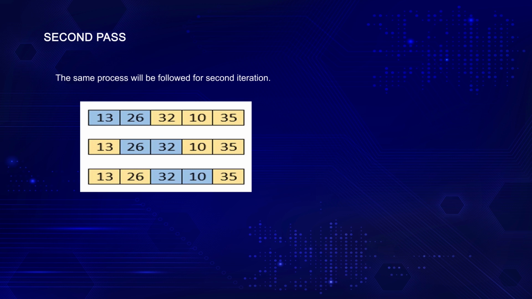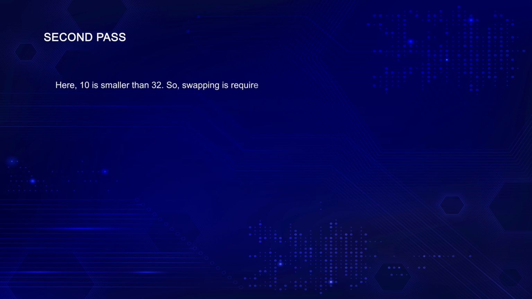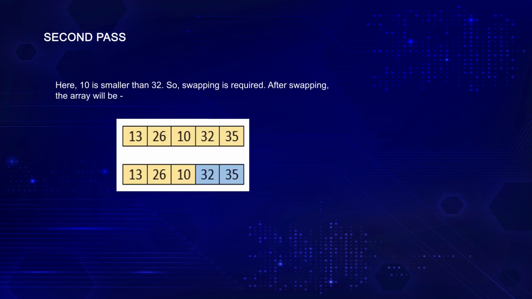After this we will take the next two elements, that is 26 and 32. Again we do not need to swap because 26 is smaller than 32. After this we will move to the next two elements, that is 32 and 10. As we can see here, 10 is smaller than 32, so swapping is required. After swapping, the array will be like 13, 26, 10, 32 and 35.